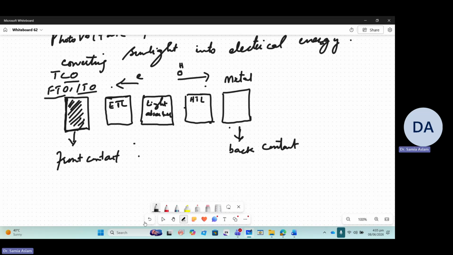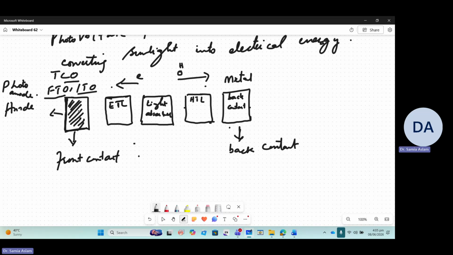Now this is the structure of a solar cell, right? We call it back contact. As per our understanding, it is basically a device which has two electrodes. One is the positive electrode, which is known as the anode. On the anode, our light absorber material is coated. So it is known as photoanode.